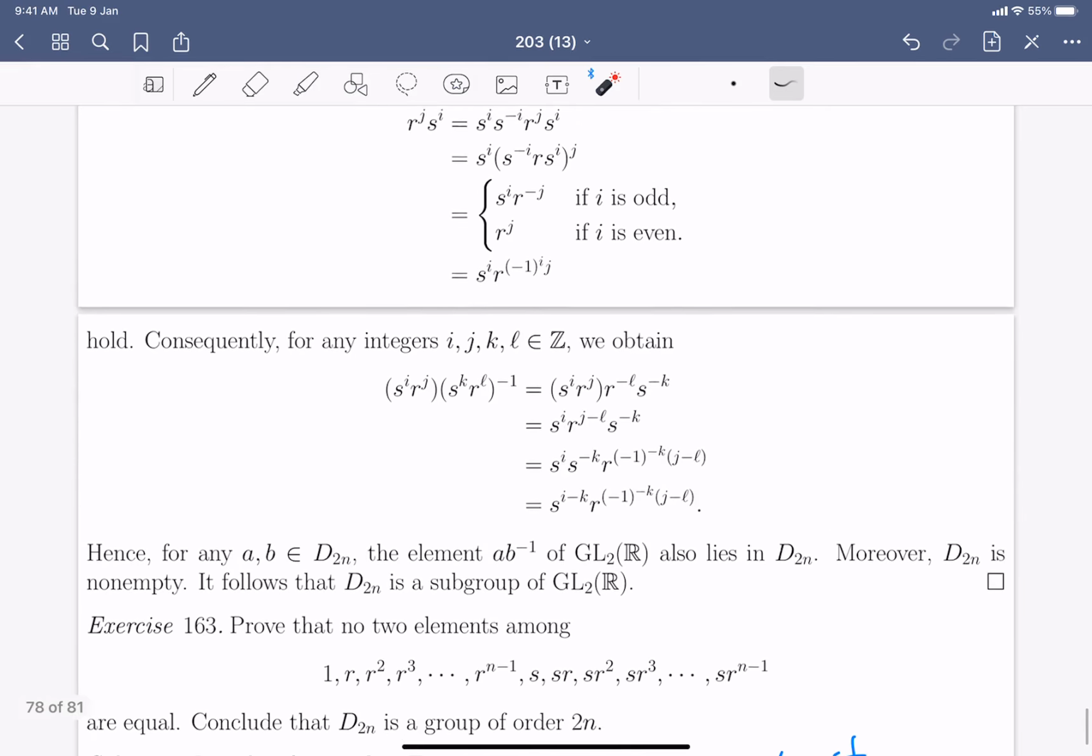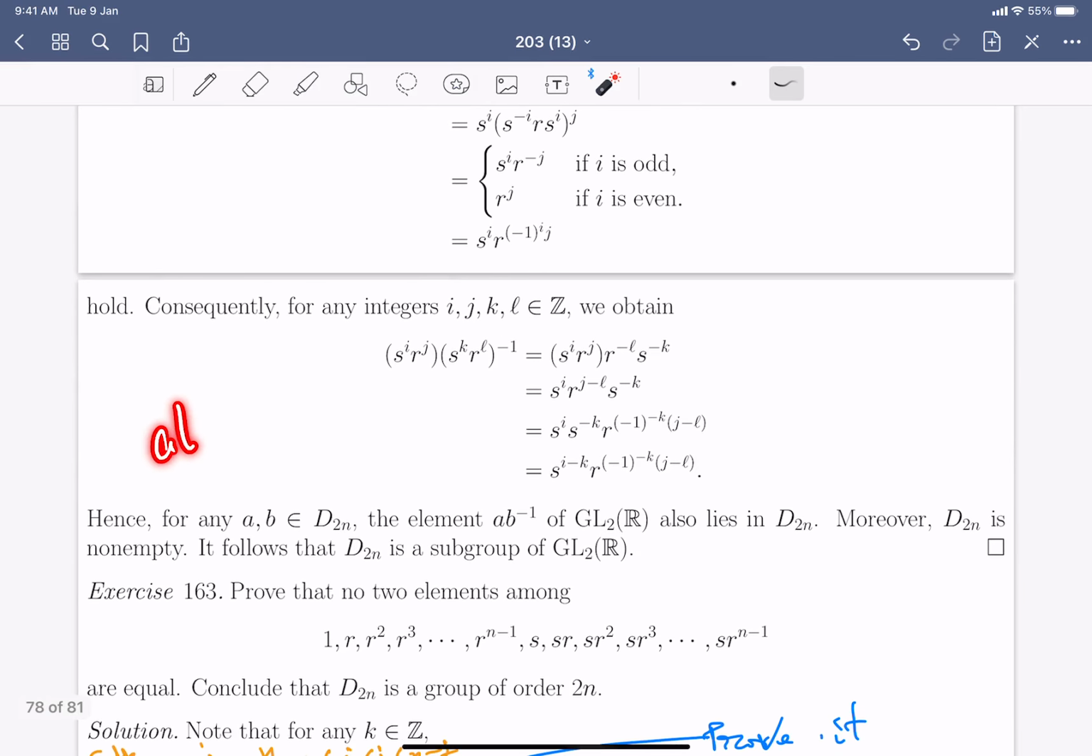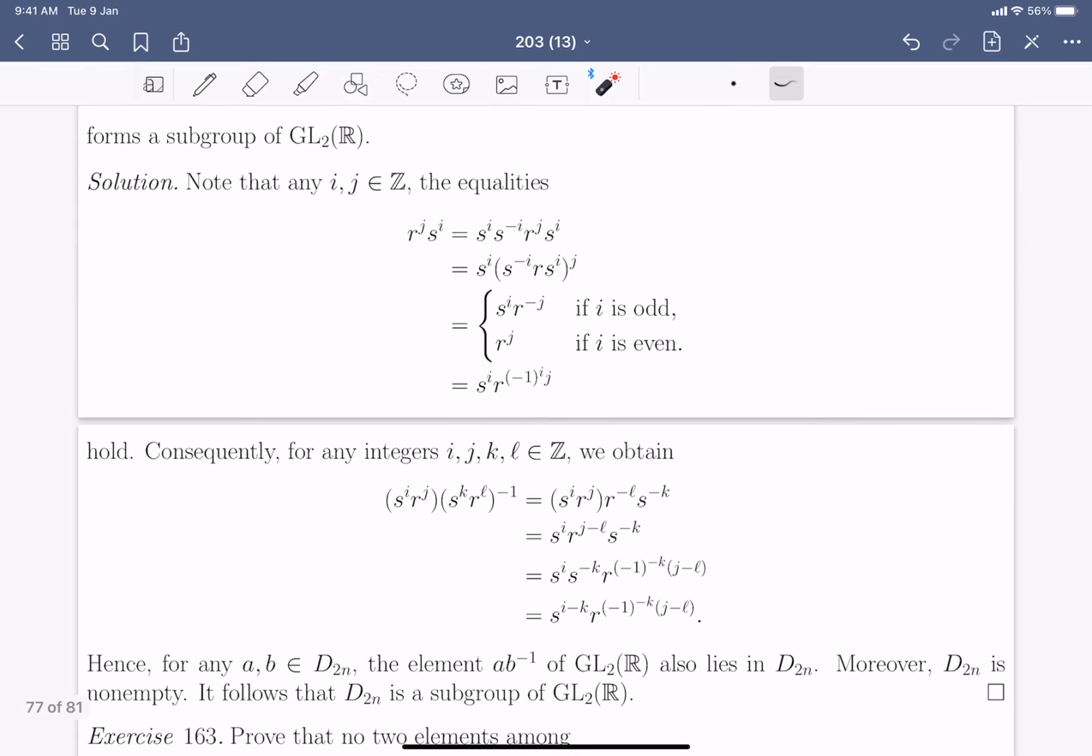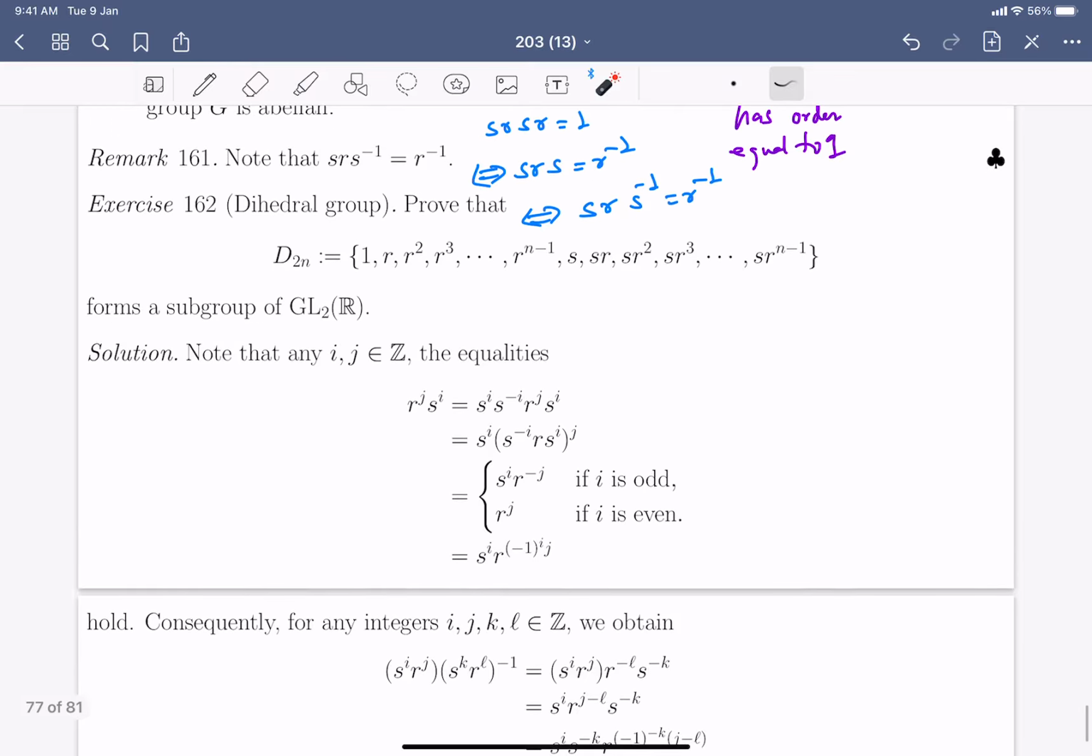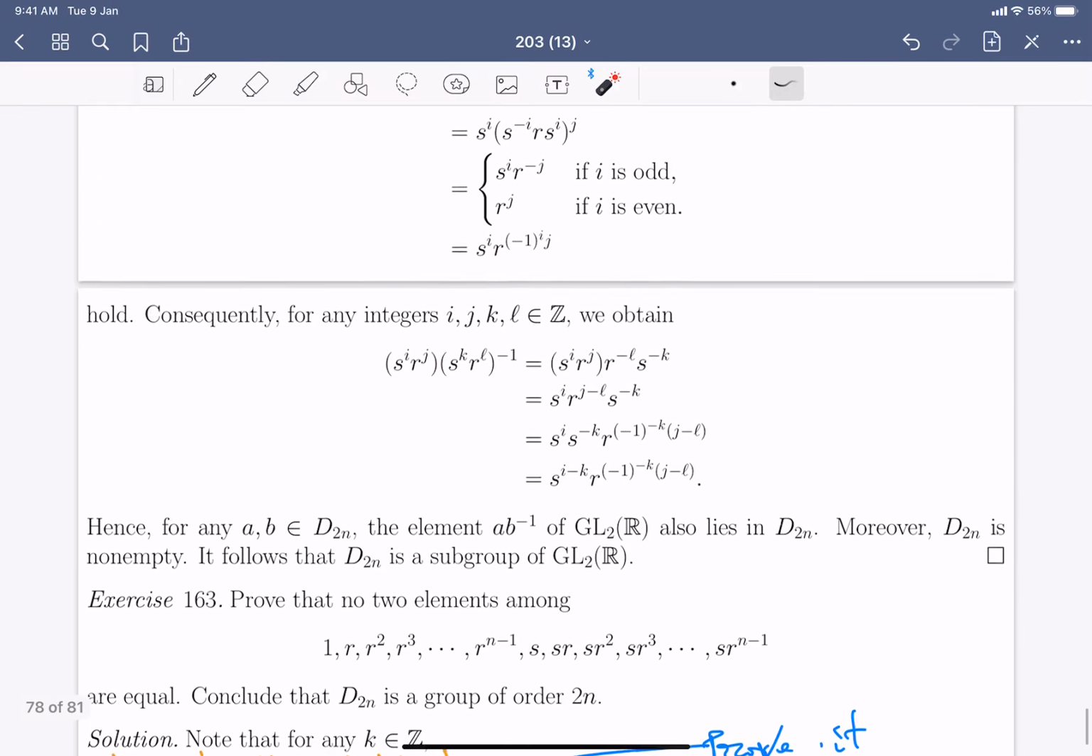So okay, let me just try to show you what happens if you are interested in considering elements of the form AB inverse. Elements of GL2 are of the form AB inverse, where A and B come from D2N, because as of now we still do not know whether AB inverse lies inside D2N or not. Okay. So let's take an element A.